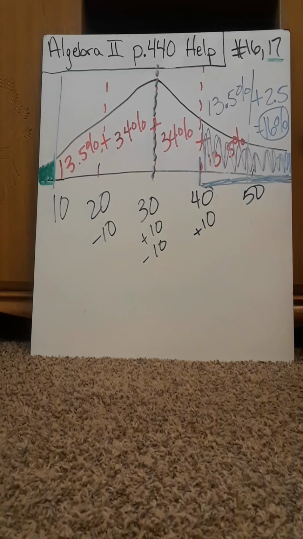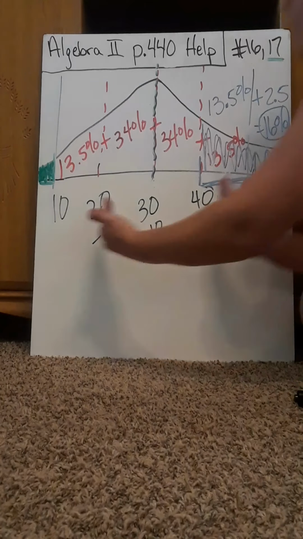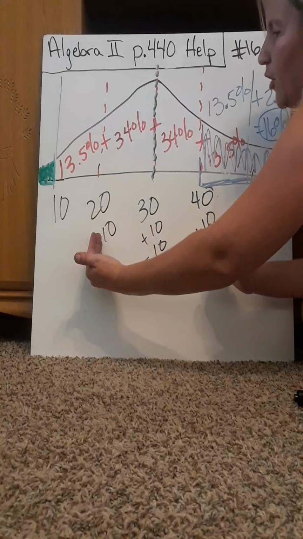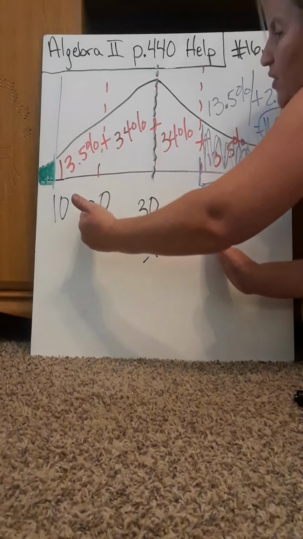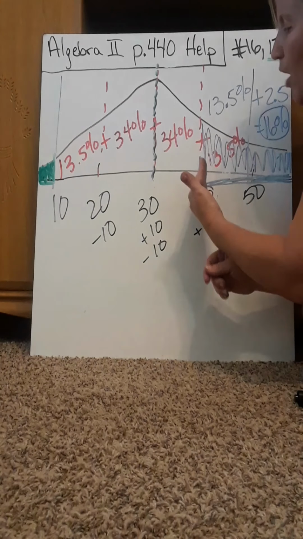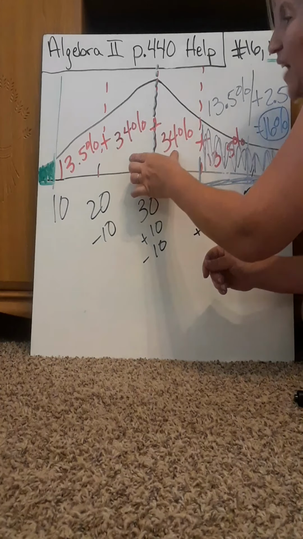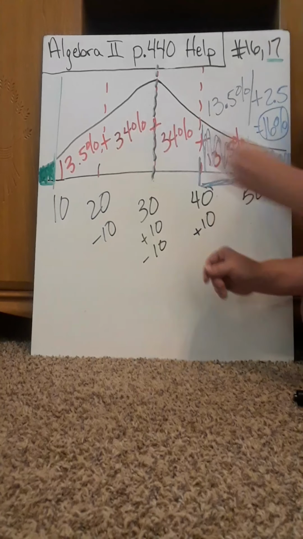Okay, part A, what range of time spent doing homework contains the 68% closest to the mean? Your 68% closest to your mean is going to be one standard deviation above and below your mean, because here one standard deviation below is 34%, one standard deviation above is another 34%.